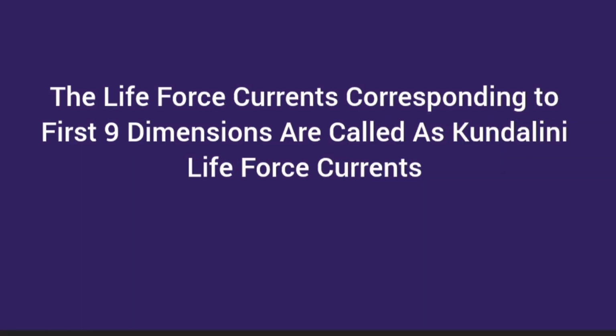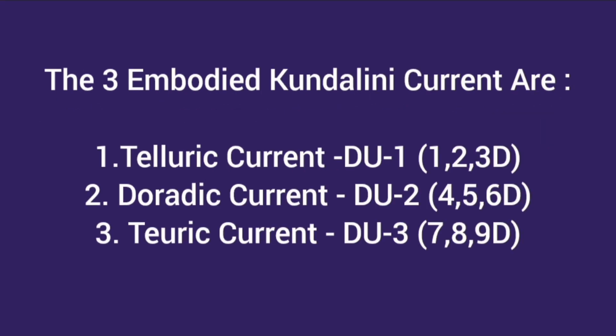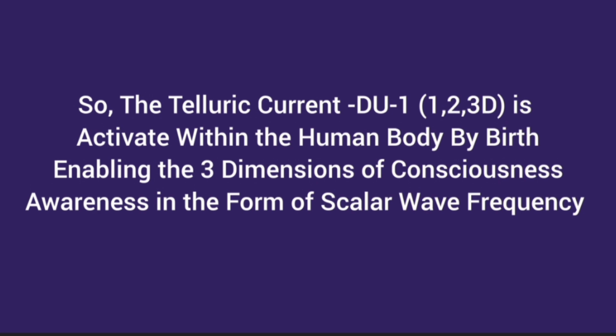The life force currents corresponding to the first 9 dimensions are referred to as the Kundalini life force current. The three embodied Kundalini currents are the Telluric current, which is present in dimensions 1, 2, and 3, density universe 1; the Doradic current, present in dimensions 4, 5, and 6, density universe 2; and the Telluric current of density universe 3, which is dimensions 7, 8, and 9. Now, the first Kundalini current, the Telluric current, density universe 1, dimensions 1, 2, and 3, is active within the human form from birth, enabling the three dimensions of consciousness awareness in the form of scalar frequency to embody within the human body.